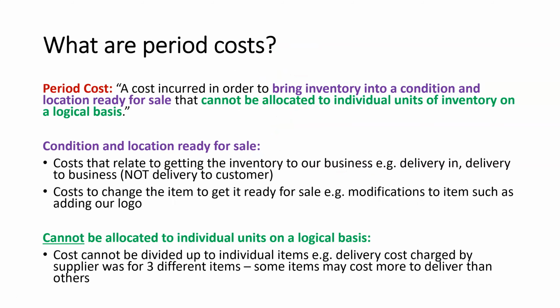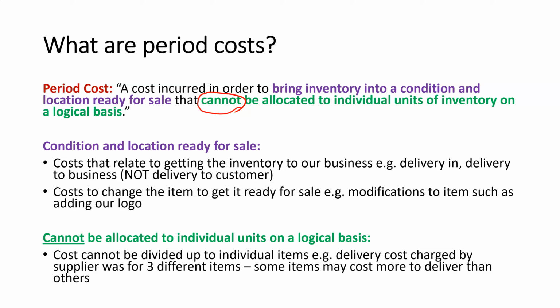So by now you've probably looked at product costs. You can see that the definitions are very similar. In fact, there's only one word that changes, and it's this one here that I've circled: can versus cannot. So a period cost is a cost that is incurred to bring inventory into condition or location ready for sale that cannot be allocated to individual units of inventory on a logical basis.